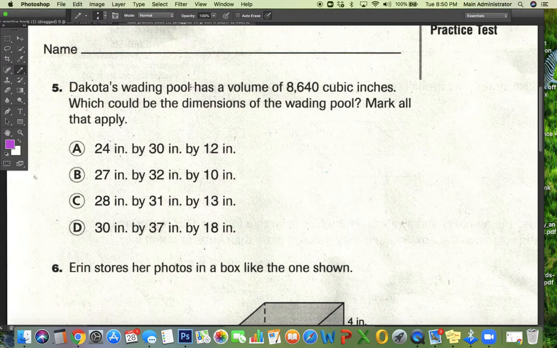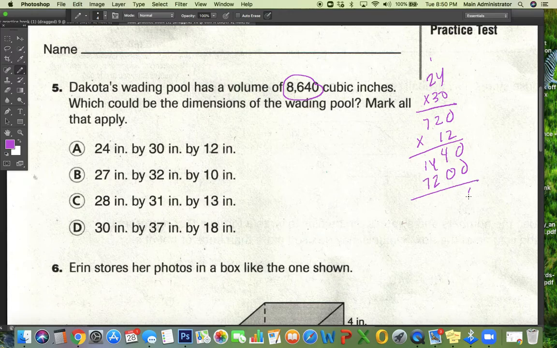Okay. We have this wading pool that is 8,640 cubic inches. Now I have to mark all that could possibly apply. So I'm going to start with A, 24 times 30, 0 as a placeholder, 12, multiply that by 12. Let's see what we get. 0 is a placeholder, that's 0, 2, 7. A works. Great.